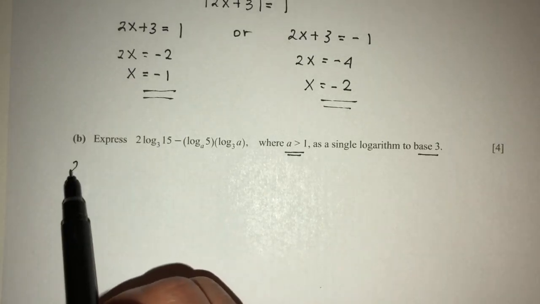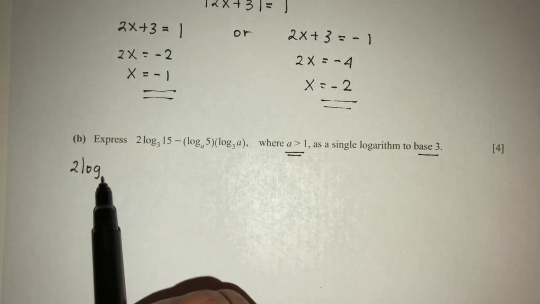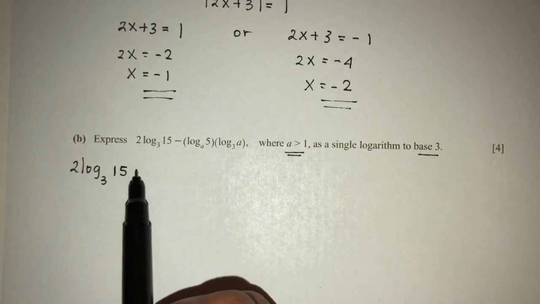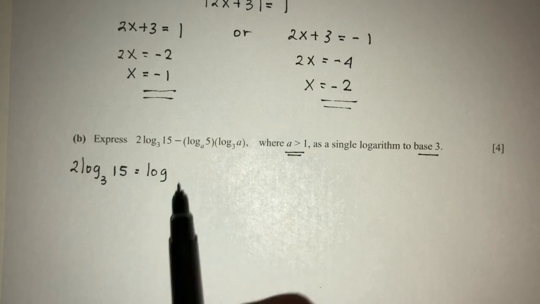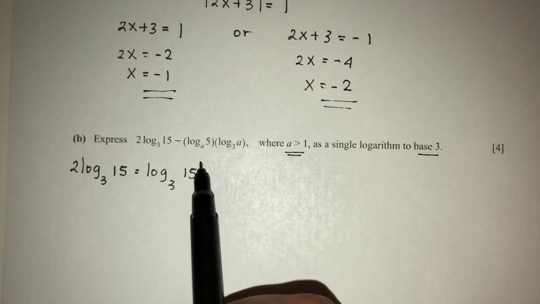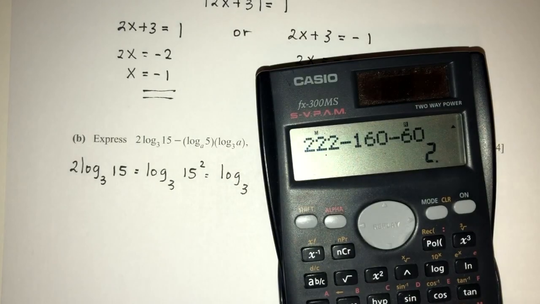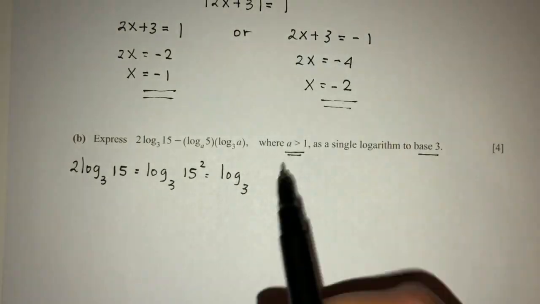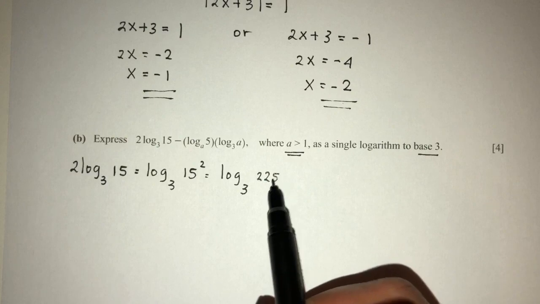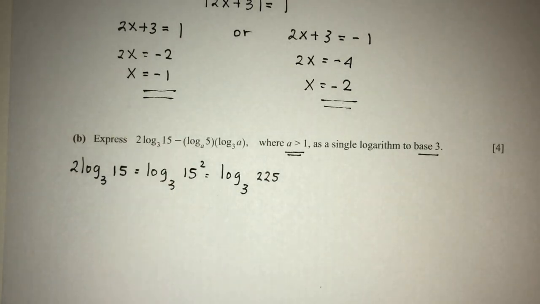First, we have 2 log to the base of 3, 15. So we can write this as log to the base of 3, 15 squared. 15 squared is what? It is 225. So 225, that is this one. Now for the rest, let's have a look one by one.